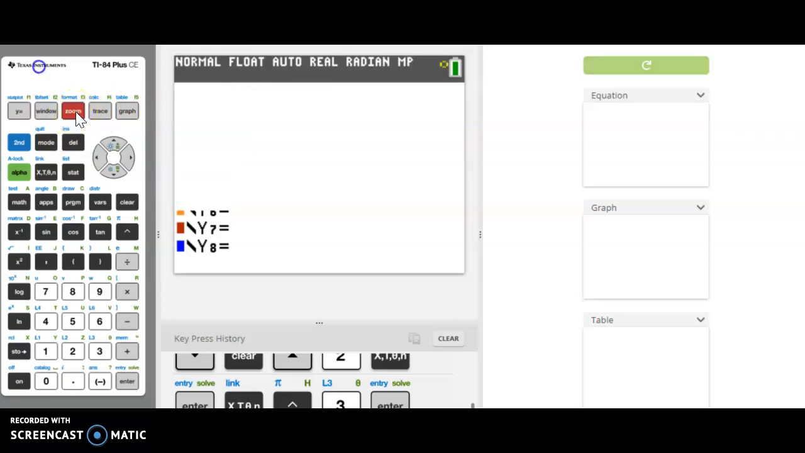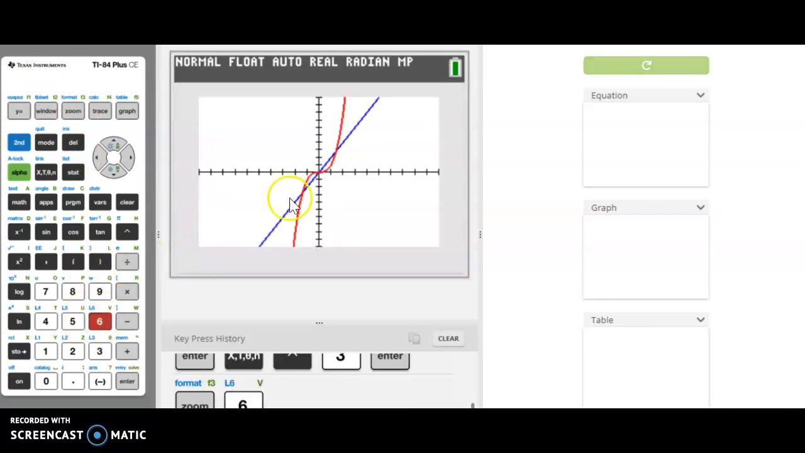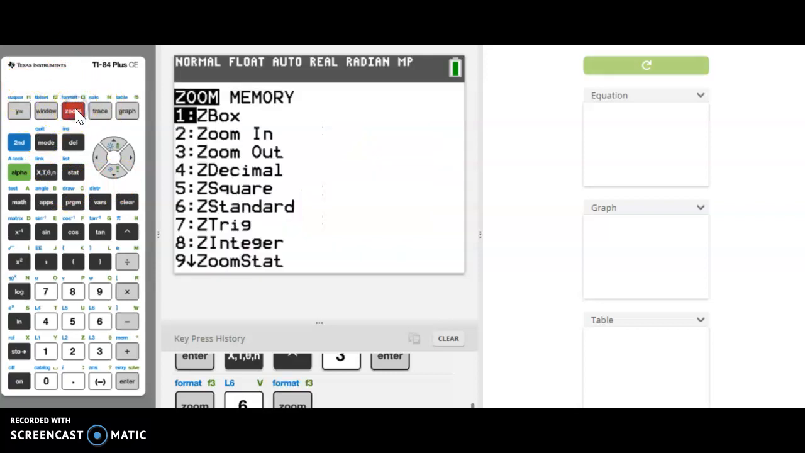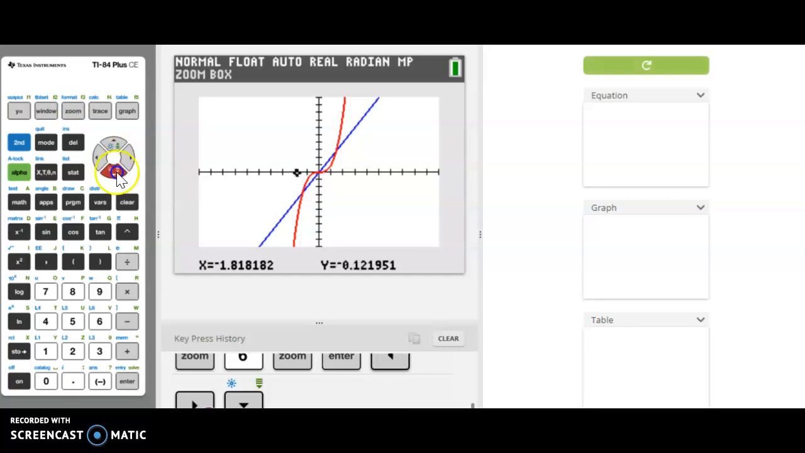So again, I'm going to start with my zoom 6. I like doing the zoom 6. You can see in this one, it's not the greatest picture. I got this guy over here and this over here, and there's all this open space. So I'm going to show you another trick. I can do what's called a zoom box. It's zoom 1. With a zoom box, I define the corners of a new rectangle that will be the new window. So what I'm going to do is make sure I get everything.